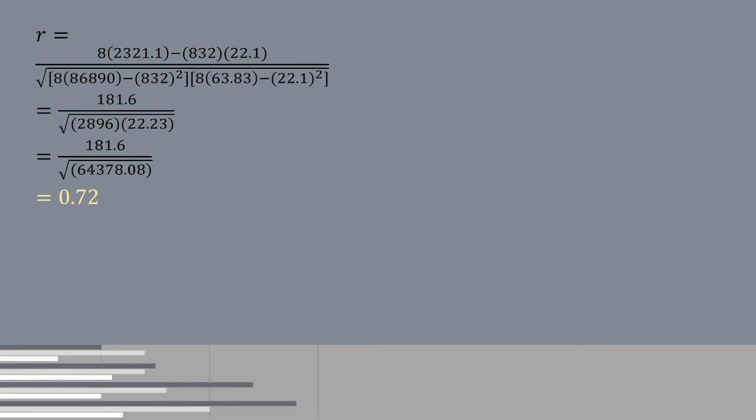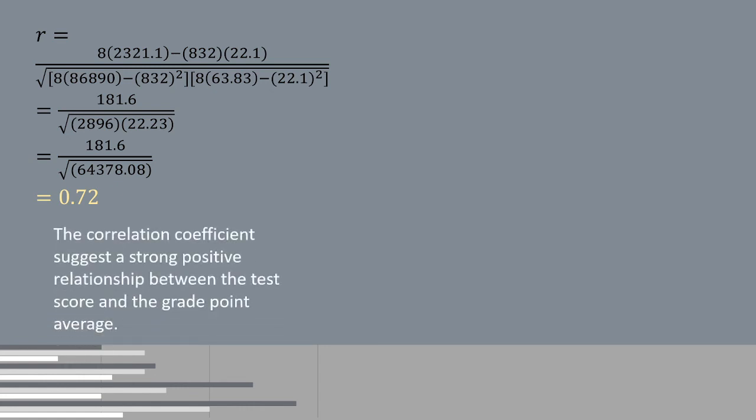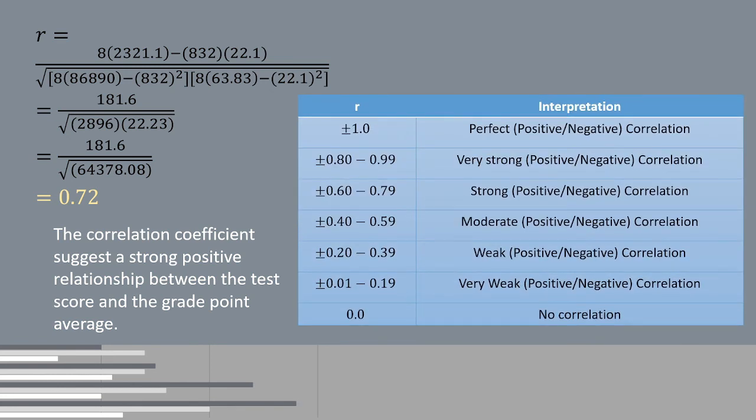Now that we have our r, which is the correlation, let's interpret what happened here. The correlation coefficient suggests a strong positive relationship between the test score and the grade point average. The reason it is a strong positive correlation can be seen in our interpretation table. What we got is 0.72, which falls under 0.60 to 0.79, so it is a strong correlation. This ends chapter 10.